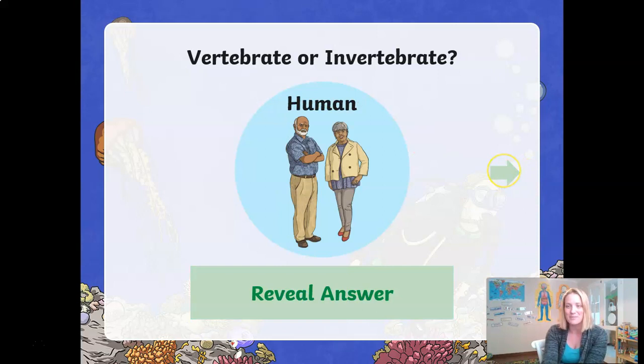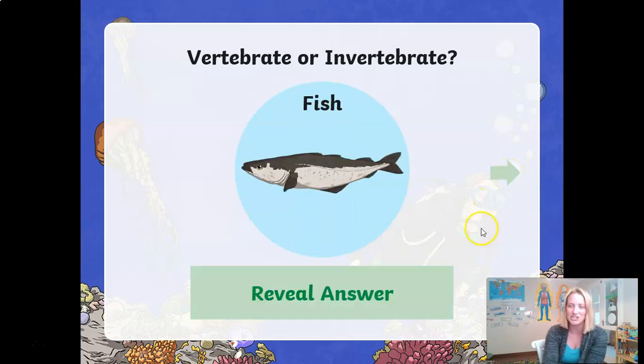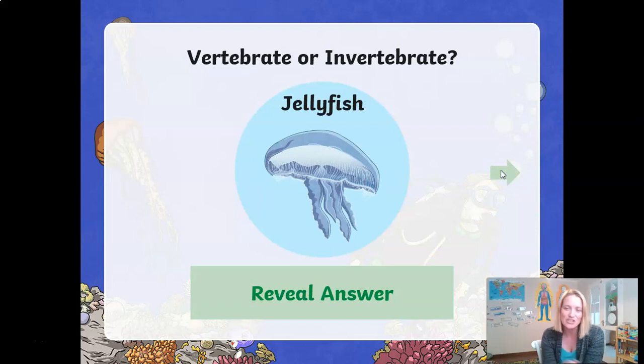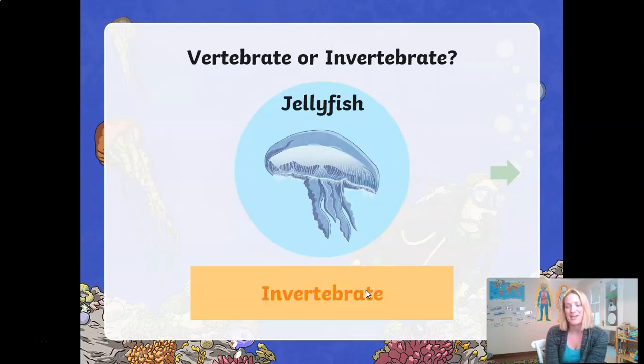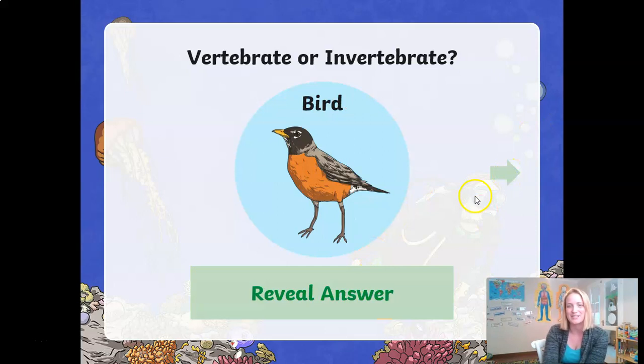Humans, you and me, are we vertebrates or invertebrates? Of course we're vertebrates. We have a spine. Fish, were they one of my classes of vertebrates yesterday? Yes, they were. And how about a jellyfish? It has the word fish in it, but is it a fish? Oh, sorry. Let's go back there. No, a jellyfish is an invertebrate. Birds are vertebrates. So well done if you got those correct.